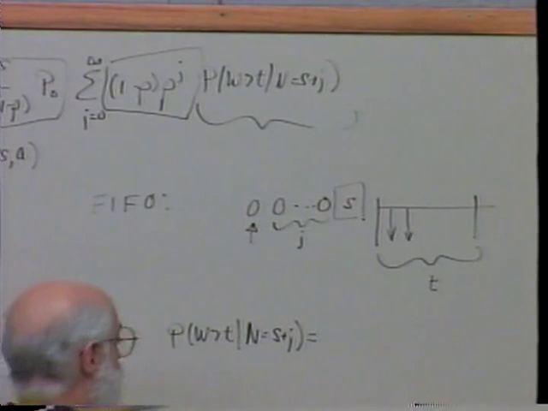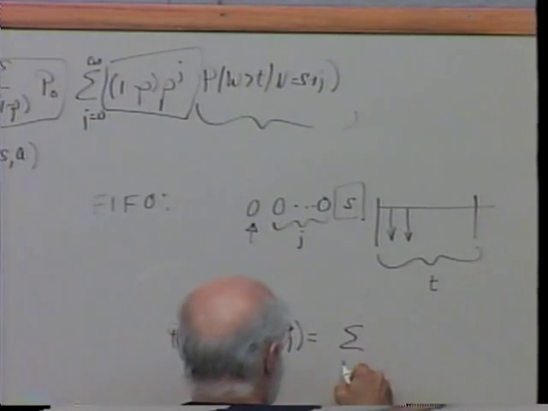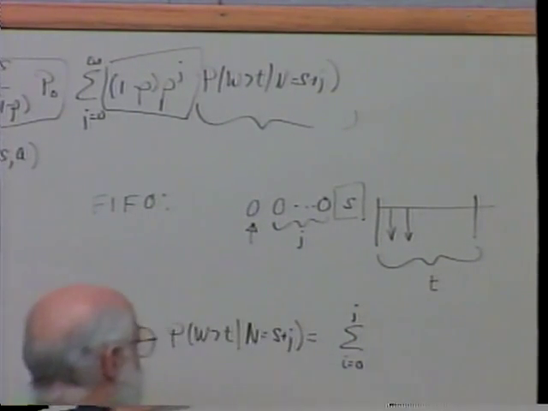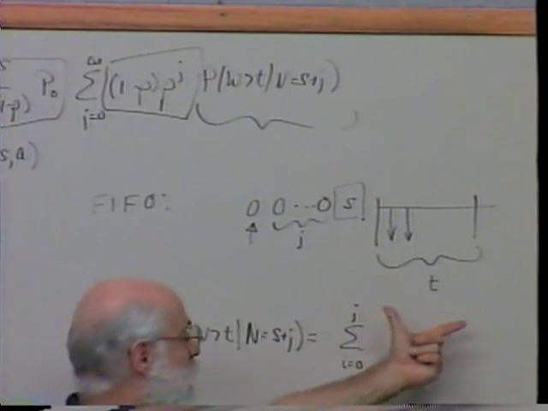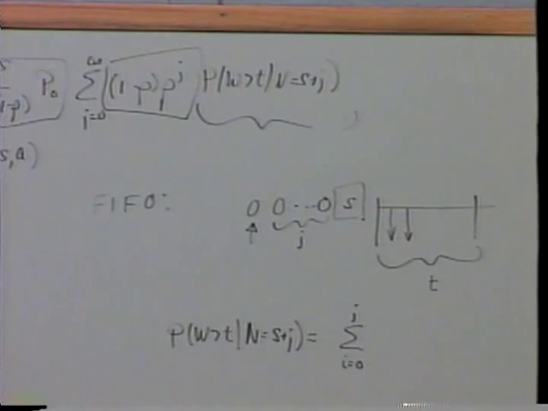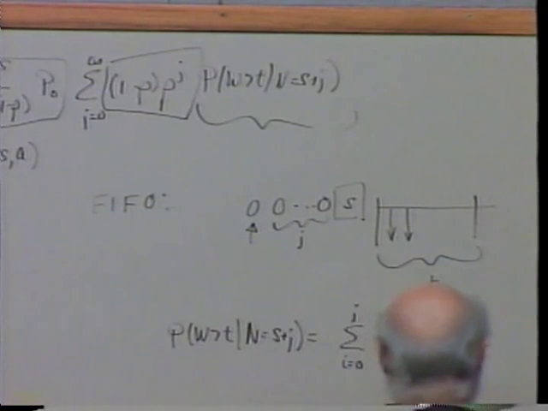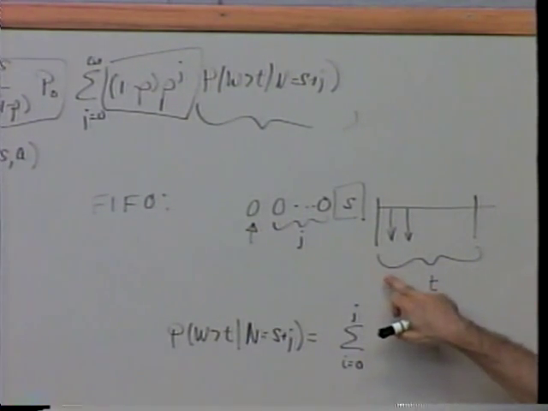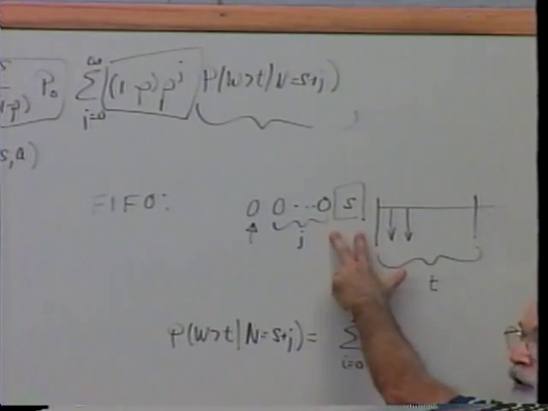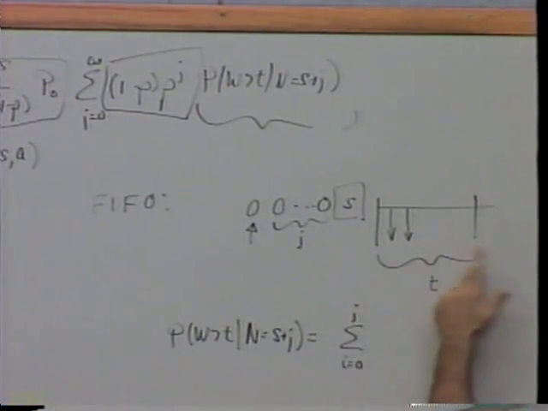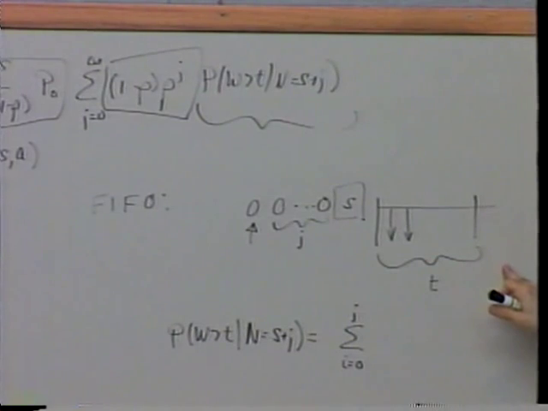So I'm going to sum, as i runs from 0 to j, the probability that in the interval of length t, I have exactly i departures. Okay, so now the question reduces to, what's the probability that if all servers are continually busy between 0 and t, the number of customers that they spit out is exactly i.